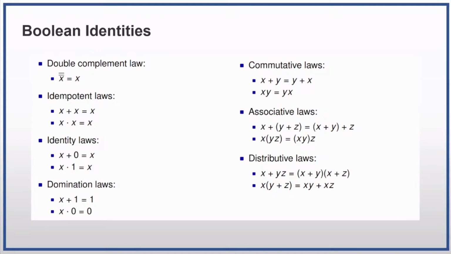So the first one under the Boolean identities is the double complement law. That means if you get the complement of the complement of x, it is the same input.